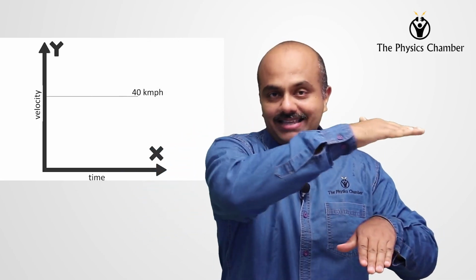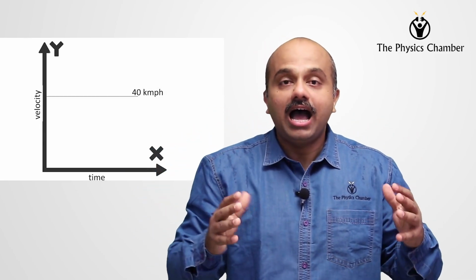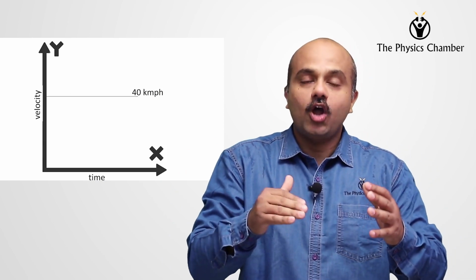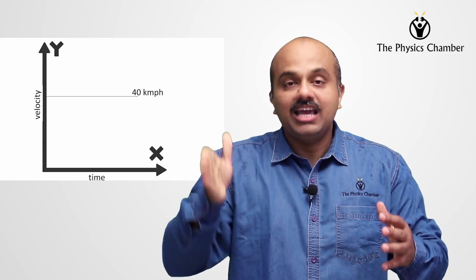For example, if you have got a velocity time graph and it is a parallel line to the x-axis. One of the most common questions I get from students is, how can the velocity of an object start at a high level when time is 0? Good question, brilliant question, but now let's understand the concept.